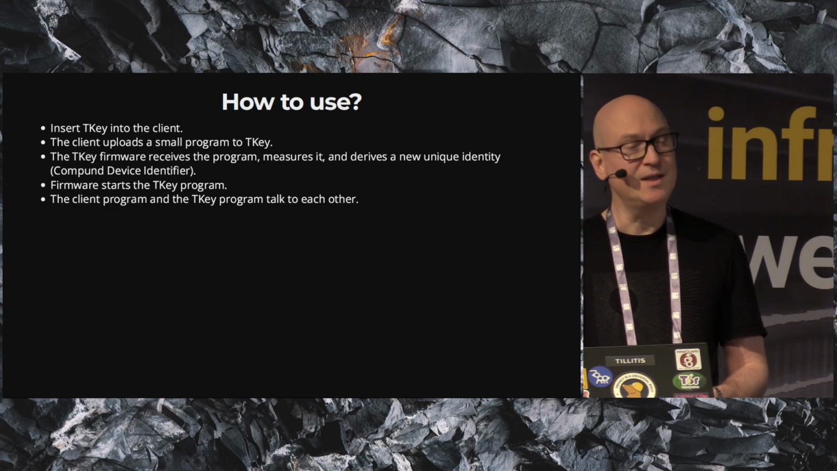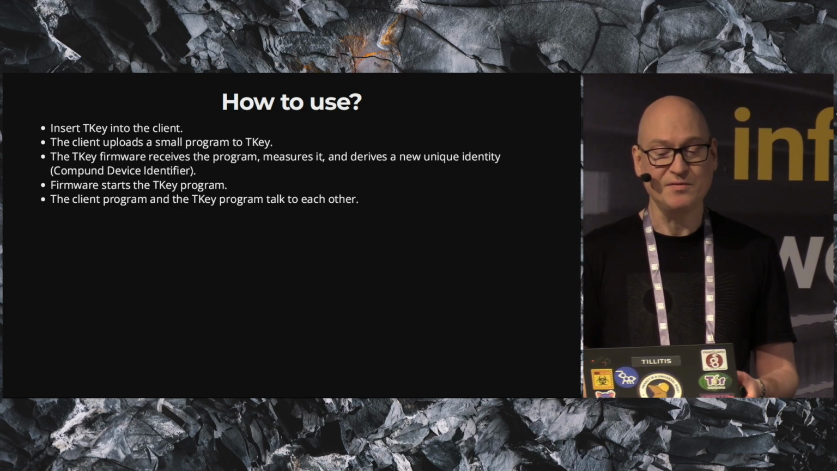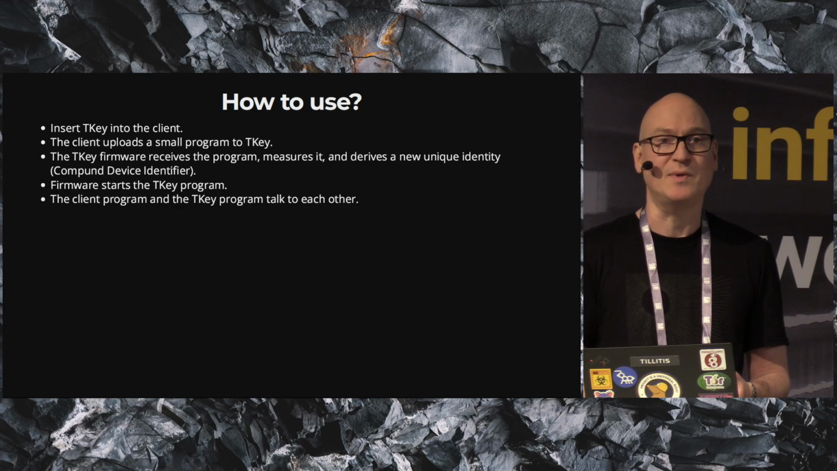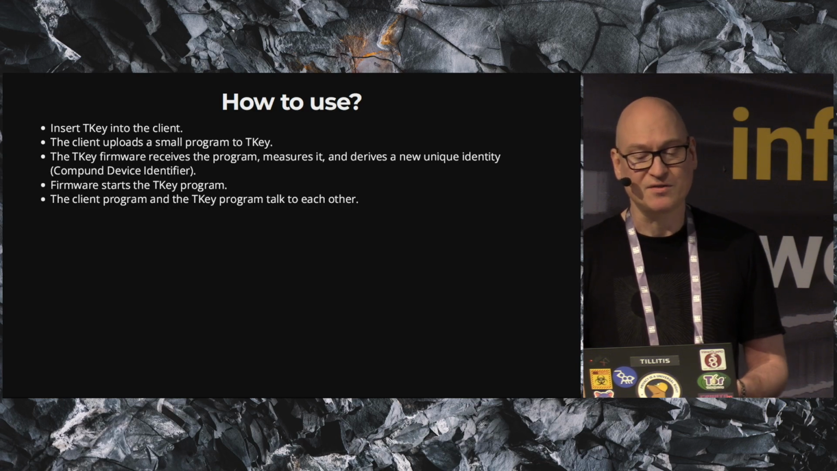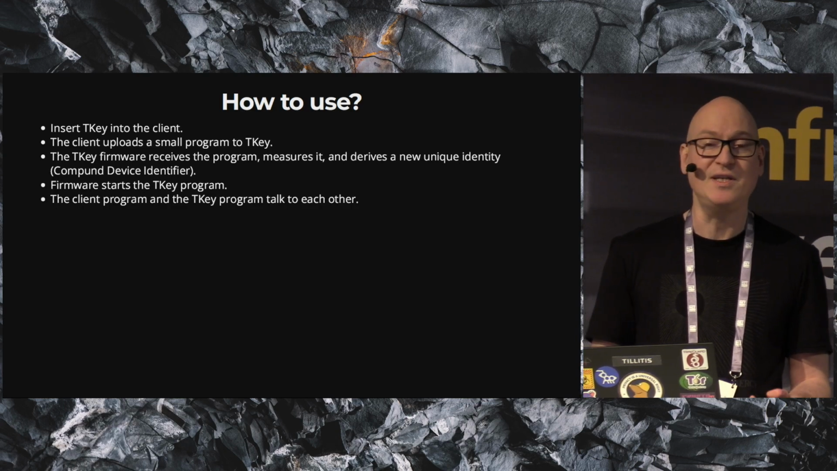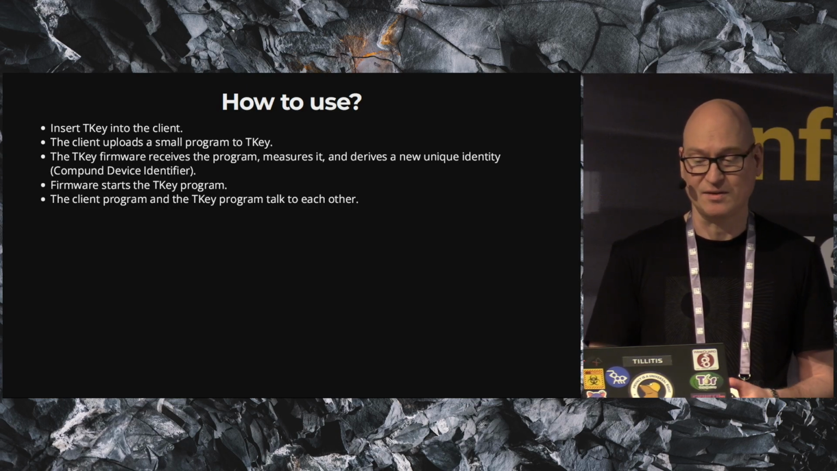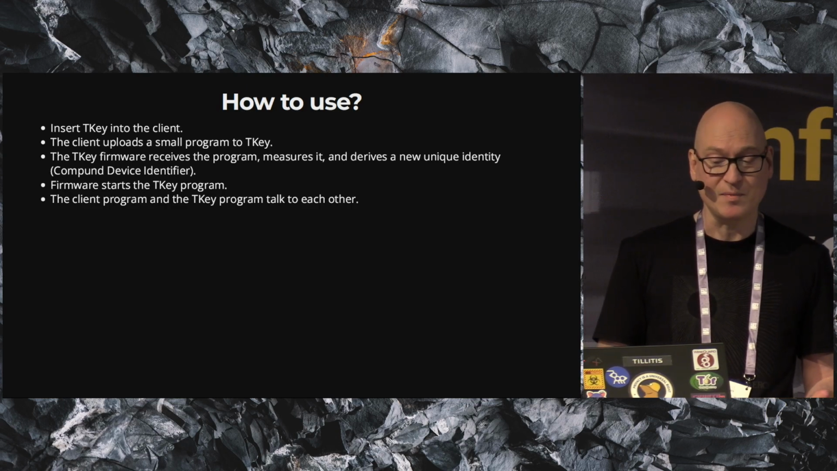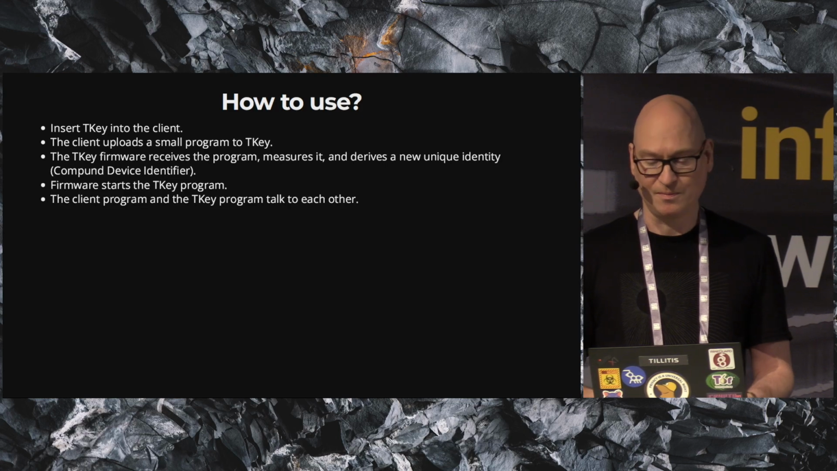How do you use it? You insert it into your computer or mobile phone, the client. The client then uploads a small program to the TKey. The TKey receives the program, measures it, and derives a new unique identity for this combination, which we call the Compound Device Identifier, or CDI. Then the firmware switches to a special app mode and starts the TKey program. The TKey program can now see the CDI, but can't see any sensitive data, including the TKey's own hardware secret, the unique device secret. And now a program on your client can talk to the TKey program, and together they do what they want to do.